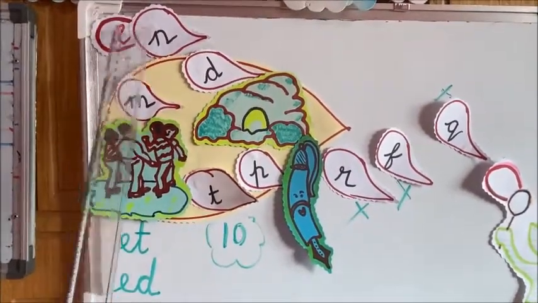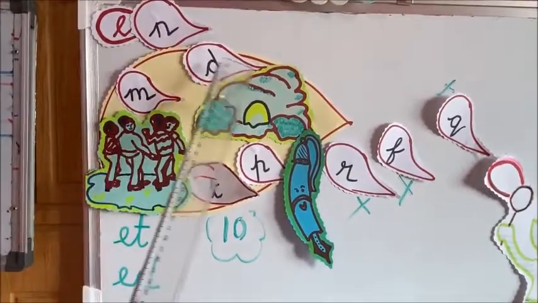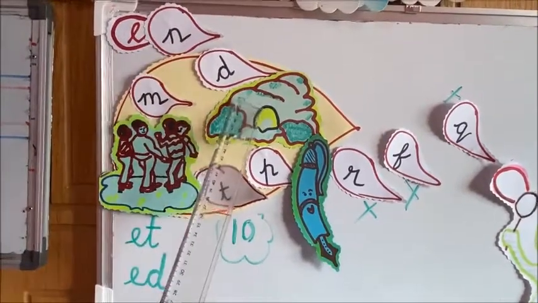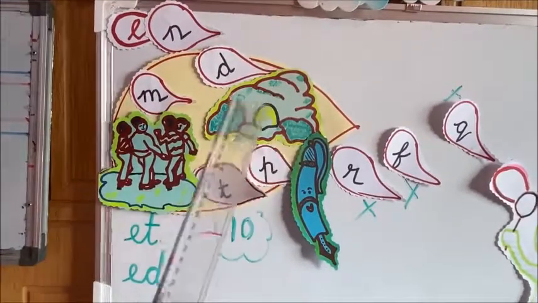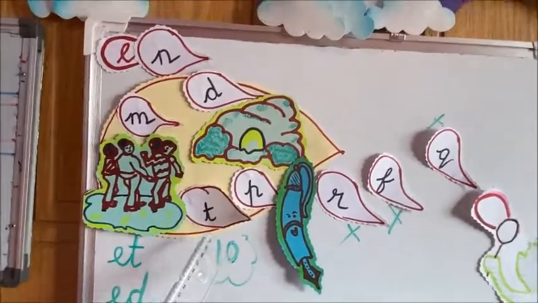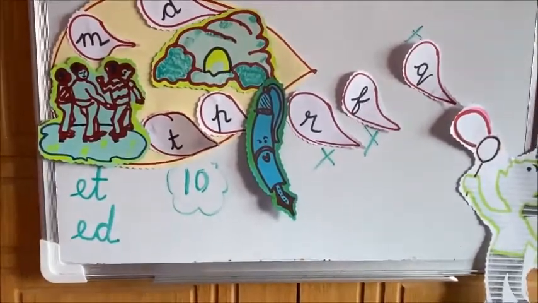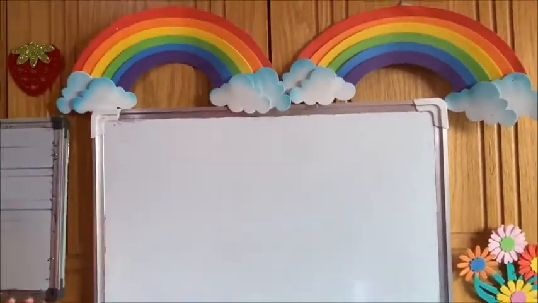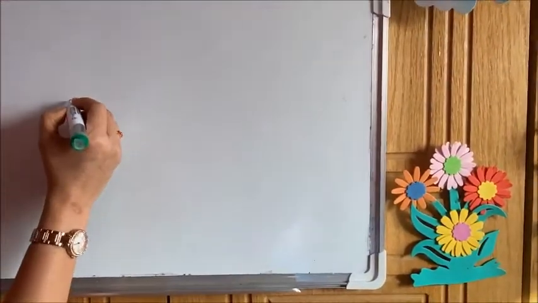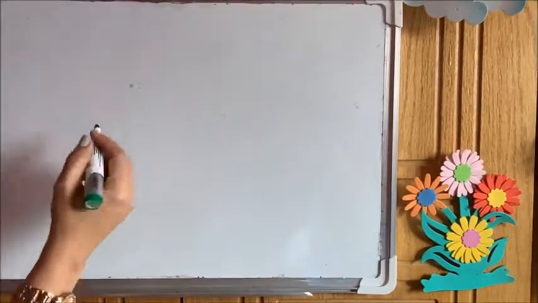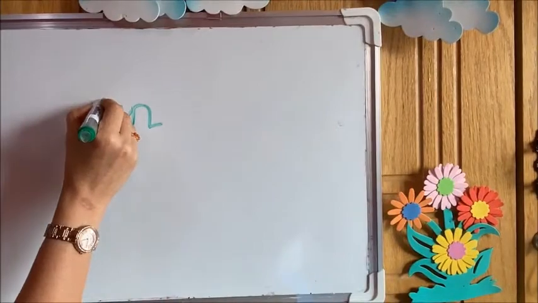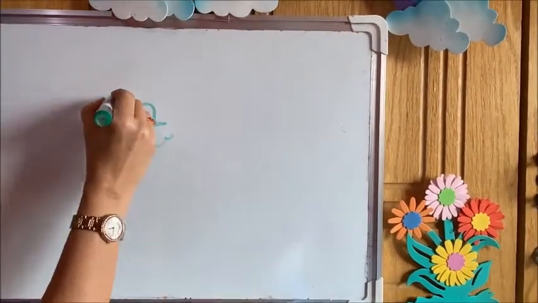So N's family became a little big now. First only two letter words. Now it is making three letter words. M and men, D and den, P and pen, T and ten. Isn't it, children? Now let us learn the spellings of these three letter words which the N family made. So I will write this N family in the middle. So this is the family of N.